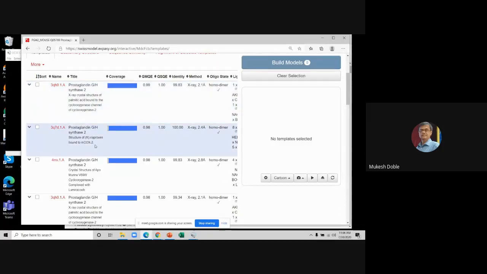Then this is also a prostaglandin H2 synthase. This is murine, as you can see, the third one is murine. In the first one, there is palmitic acid bound to the protein. So somebody has put in palmitic acid, and then the protein is crystallized.